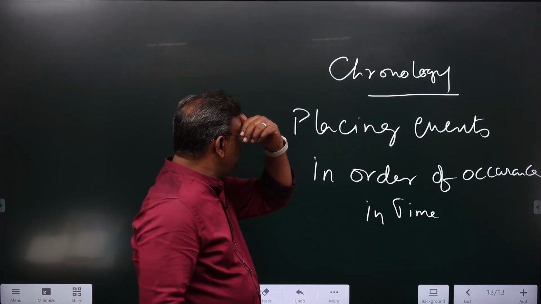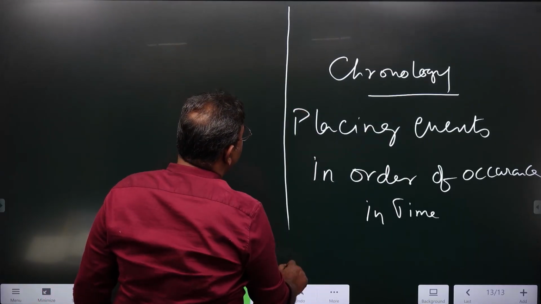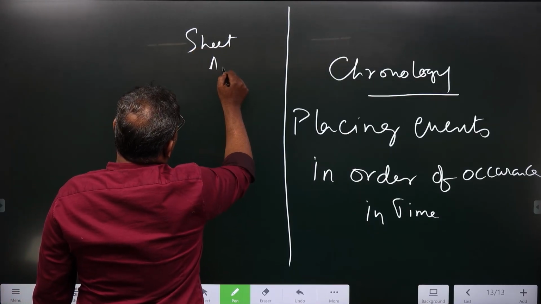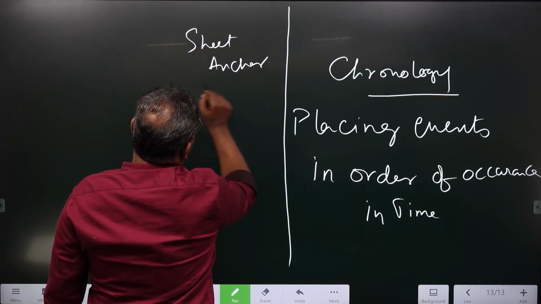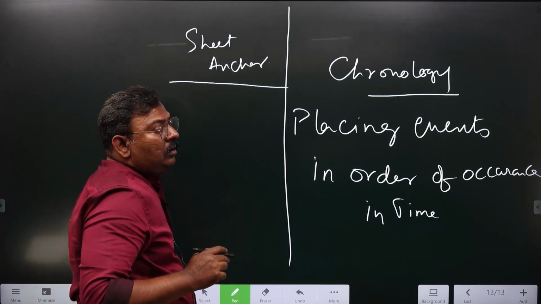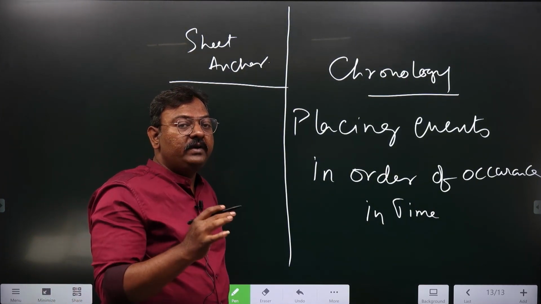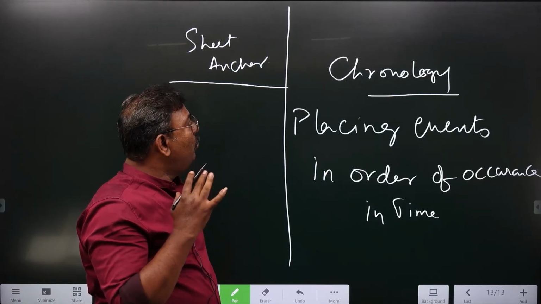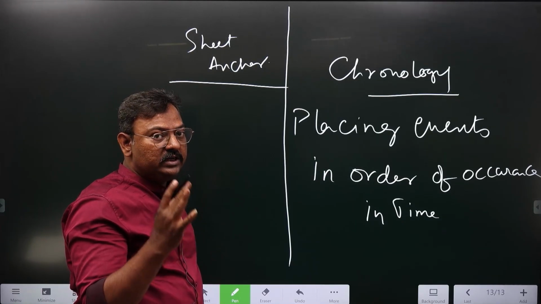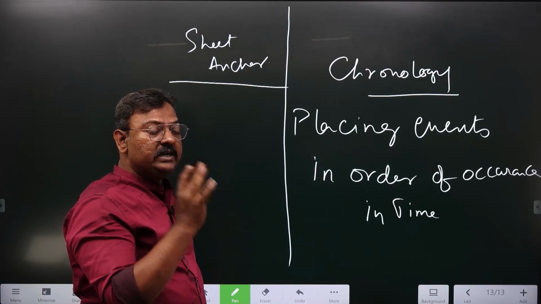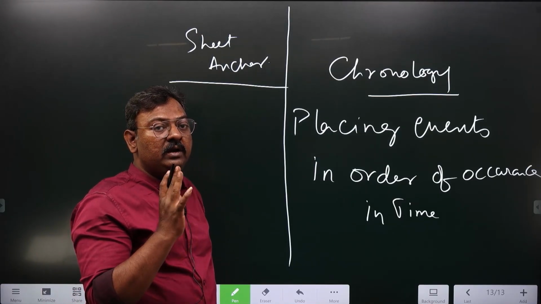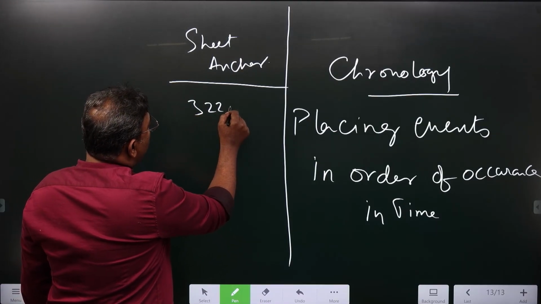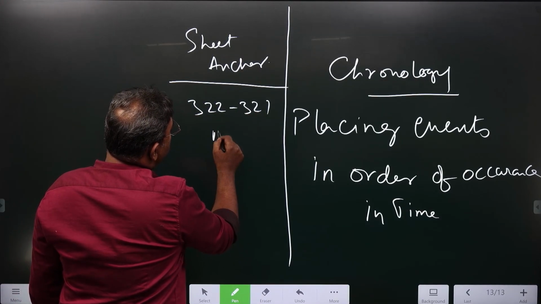So sheet anchor becomes very important here because they are the first source. The Greek accounts were the first sources which talk about Sandrocotus, that is Chandragupta Maurya, and his ascendancy to the Mauryan Empire in 322 to 321 BCE.